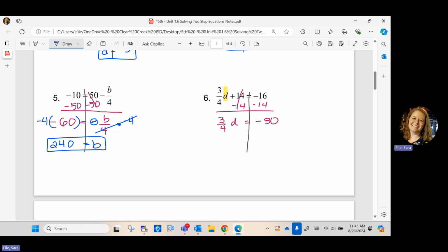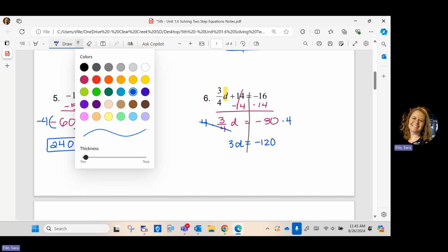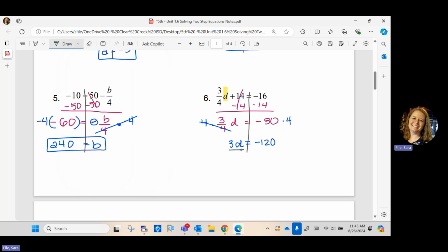So I'm going to get rid of the divided by 4 by multiplying by 4. So I'm going to get rid of the denominator first, which is going to leave me with 3D equals negative 120. Then I'm going to get rid of the 3 by dividing. So I got rid of the denominator first, and now the numerator, which gives me negative 40.